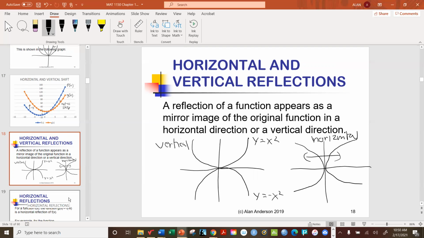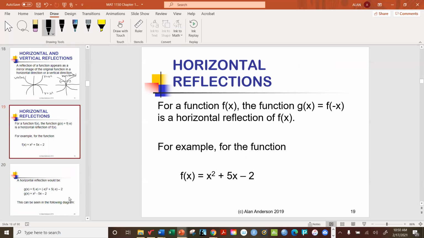So let's start with the horizontal ones, left to right. So here it's so easy. All you have to do is replace x with negative x, and that will take care of it.